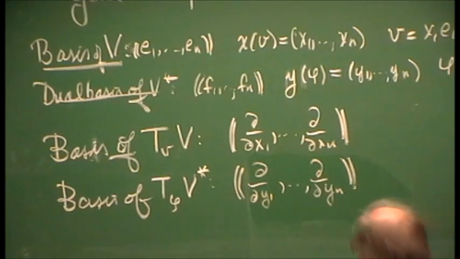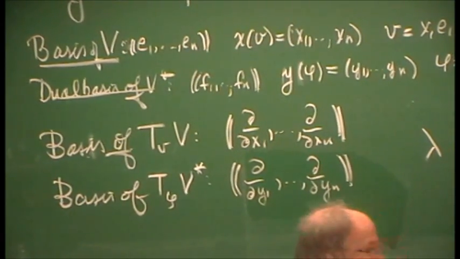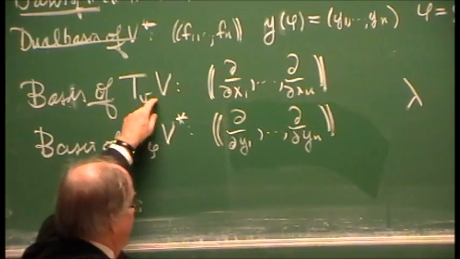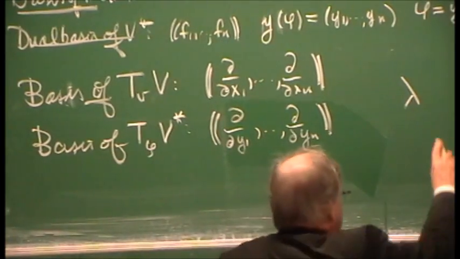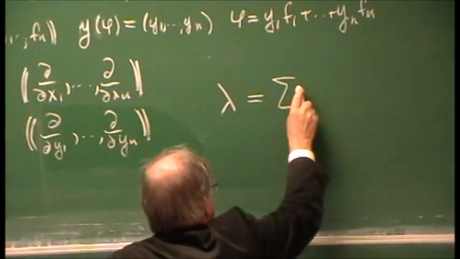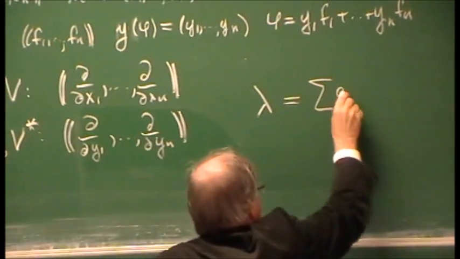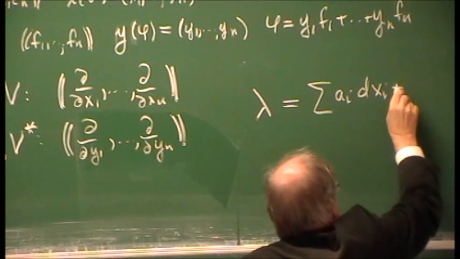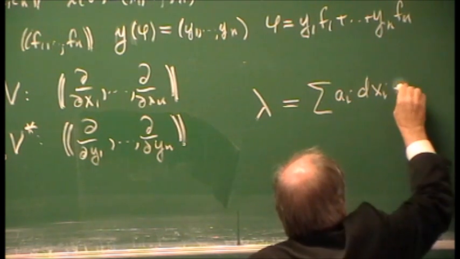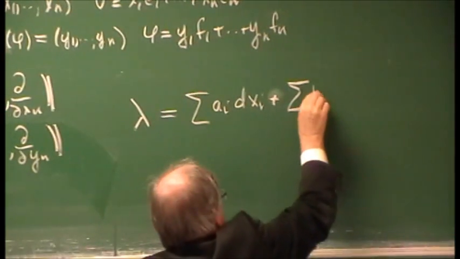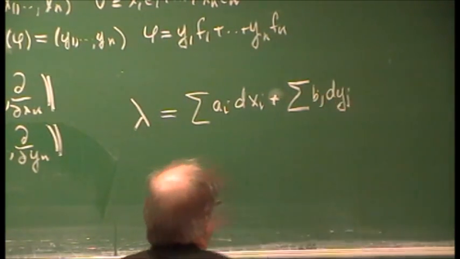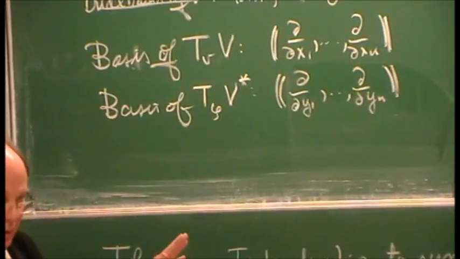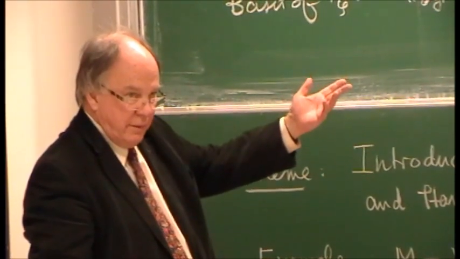So now I want to compute lambda. So lambda is a one form at that point. So lambda is a sum, say, of numbers, I don't care, ai dxi, it's a one form, plus, let's just keep it separate for a moment, bj dyj. So far I'm just writing notation, right? It's a one form, and so a one form is written like this.